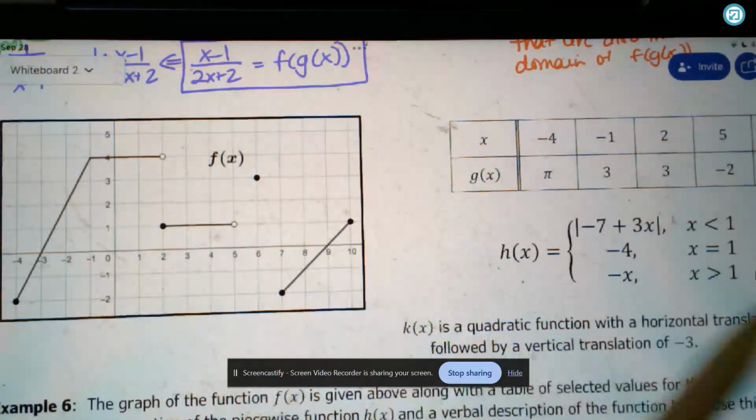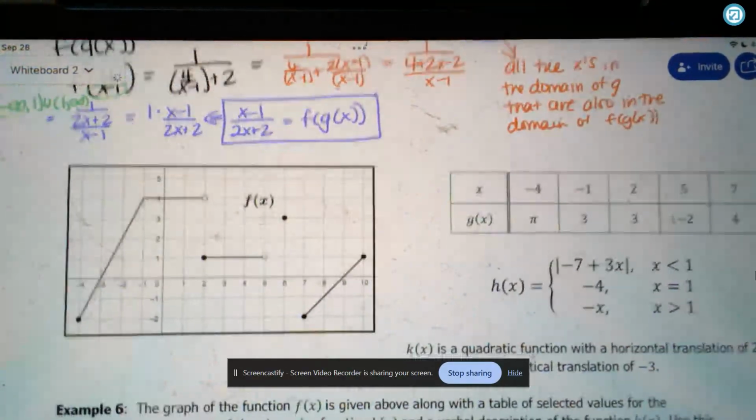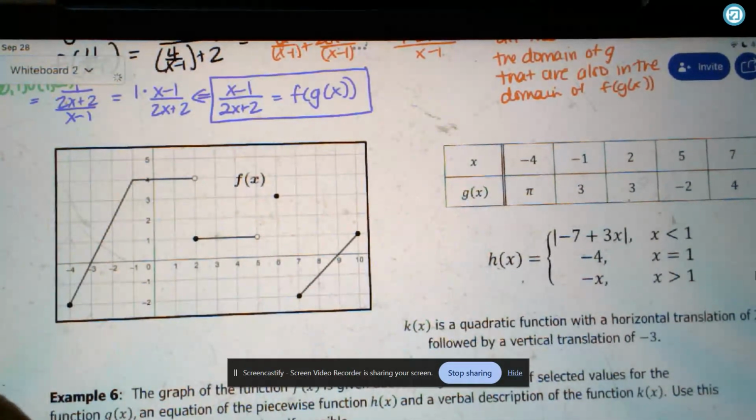Okay, here we go. All right, so example number 6, the graph of the function f of x is given above along with a table of selected values for the function g of x, an equation of the piecewise function h of x, and a verbal description of the function k of x. Use this information to evaluate the following if possible. All right, so we've got all of this stuff going on. Okay, so be mindful here.